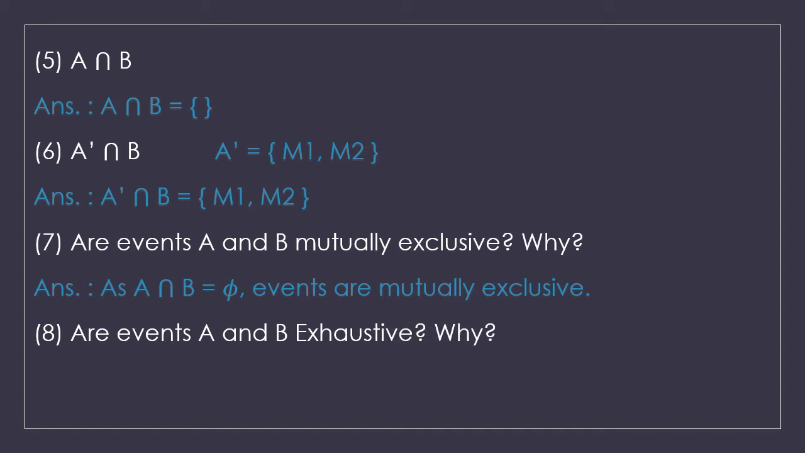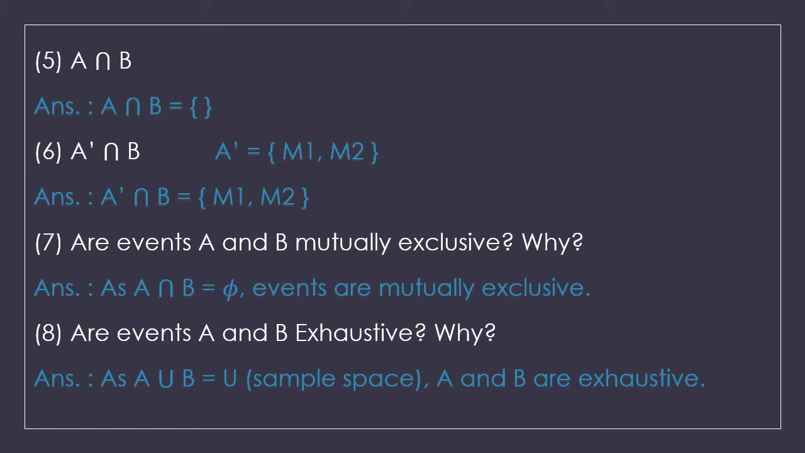The eighth question here, are events A and B exhaustive? If yes, then why? If no, then why? Now let us recall, exhaustive events mean that when we make a union of two events, we get the whole sample space. That means when we combine A with B, we get the whole sample space. And if you remember our question number 4, in that A union B was the whole sample space, because F1, F2, F3, M1 and M2 was our answer. So A and B are exhaustive events. Okay, let us move on to the next question.